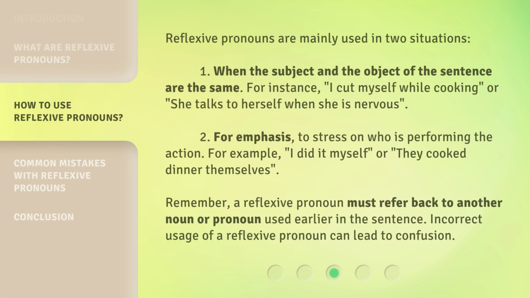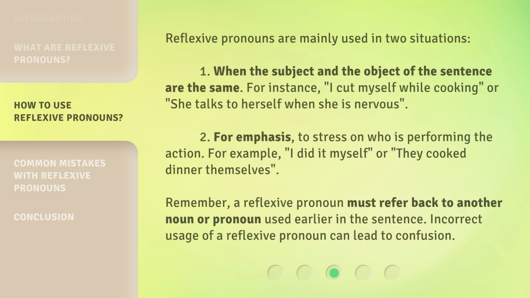Reflexive pronouns are mainly used in two situations. 1. When the subject and the object of the sentence are the same. For instance, I cut myself while cooking, or she talks to herself when she is nervous.